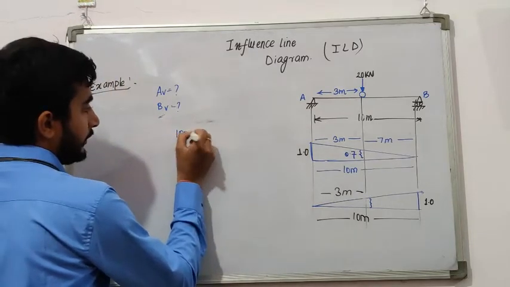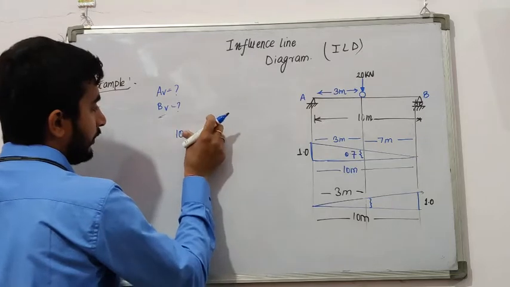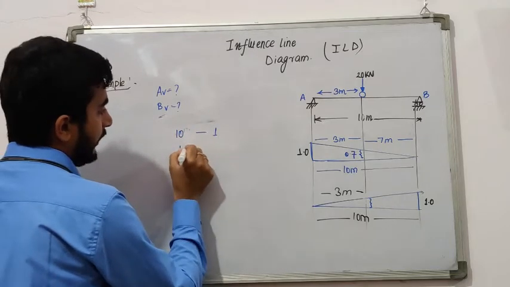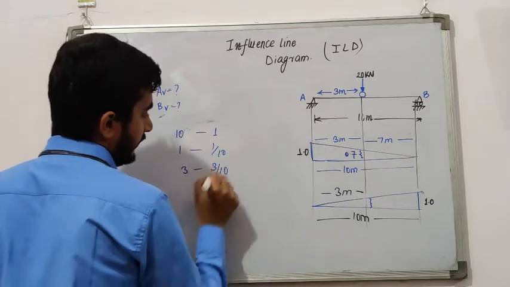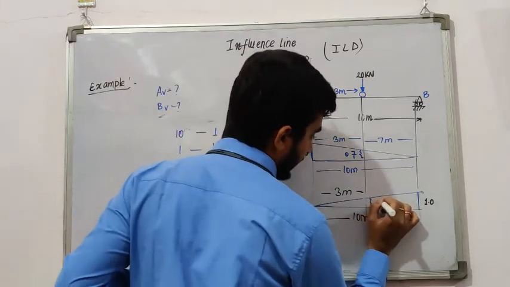For 10 meter, I have 1 rise. For 10, I have 1 rise. For 1, I have 1 by 10 rise. For 3, I have 3 by 10 rise. So this has to be 0.3.